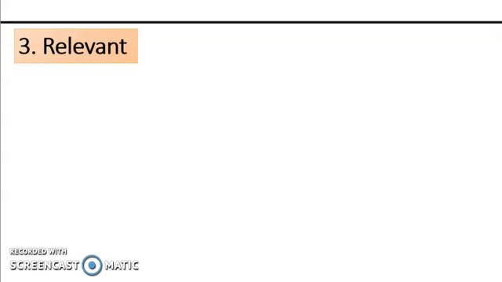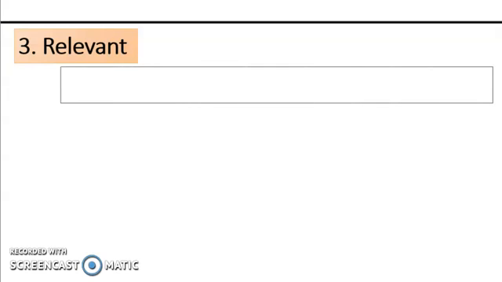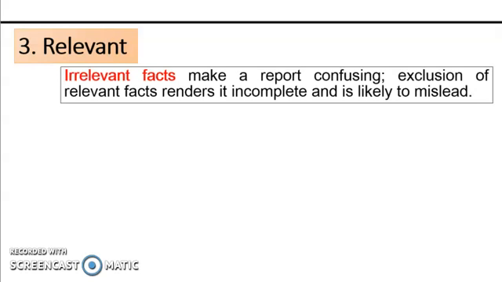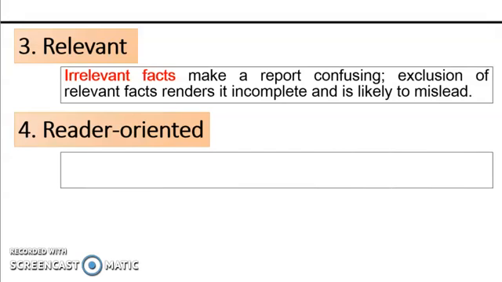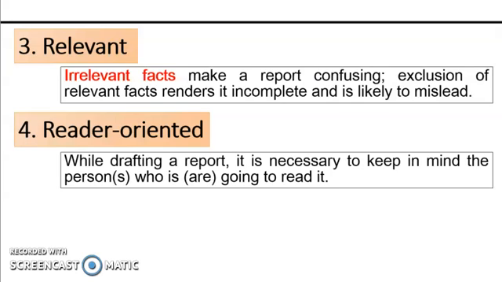Next, we have relevant. A report should be relevant. The facts presented in a report should not only be accurate, but also relevant. Why? Because irrelevant facts make a report confusing. Exclusion of relevant facts renders it incomplete and is likely to mislead your audience. We also have reader-oriented. A good report is always reader-oriented. While drafting a report, it is necessary to keep in mind the person who is going to read your report.